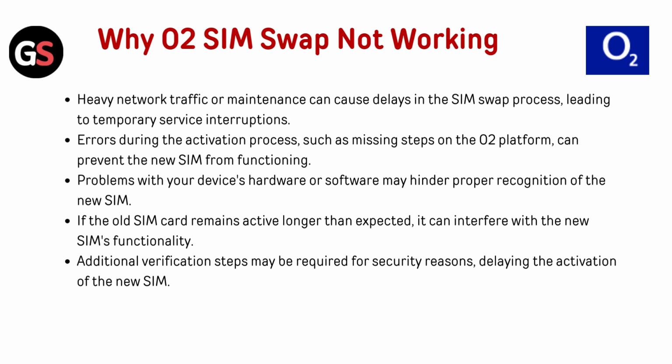Heavy network traffic or maintenance can cause delays in the SIM swap process, leading to temporary service interruptions. Errors during the activation process, such as missing steps on the O2 platform, can prevent the new SIM from functioning. Problems with your device's hardware or software may hinder proper recognition of the new SIM. If the old SIM card remains active longer than expected, it can interfere with the new SIM's functionality. Additional verification steps may be required for security reasons, delaying the activation of the new SIM.